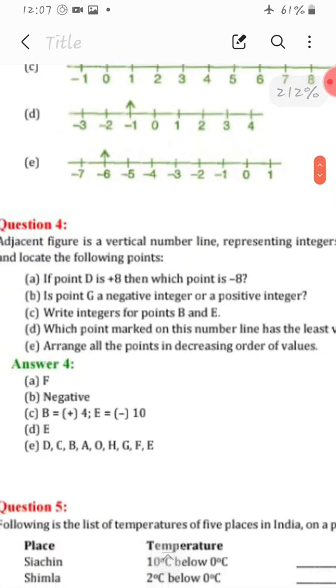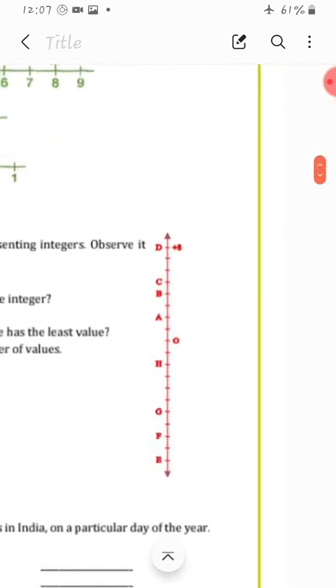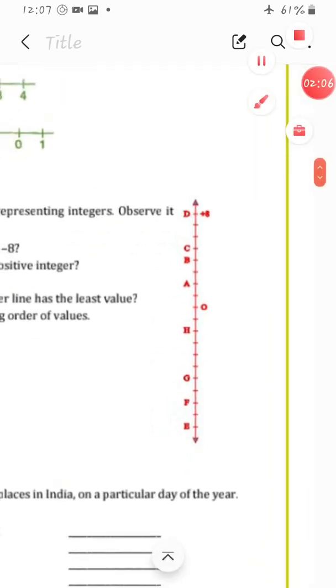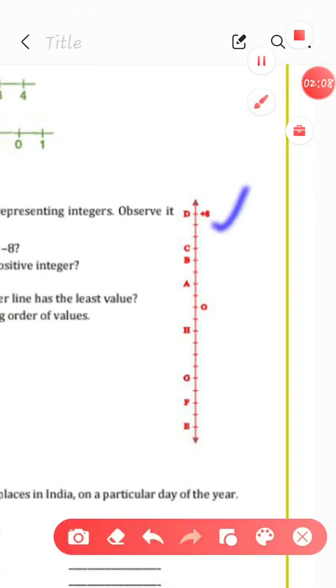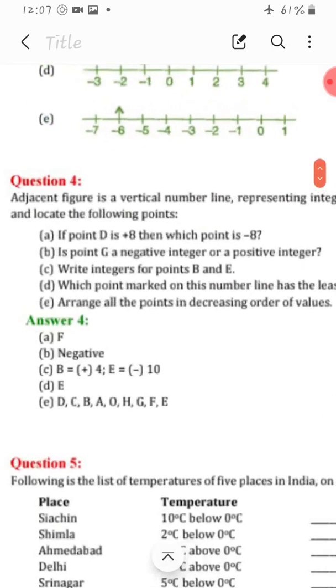Is point G a negative integer or a positive integer? Obviously, above 0 lie all the positive numbers, so this side will be negative. G lies here, so G will be negative only. So G is a negative integer. Write integers for point B and E. We have to write the integers.